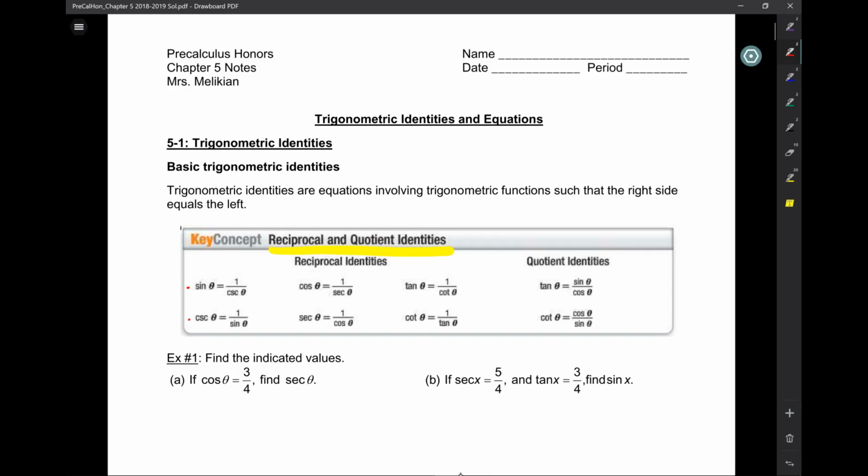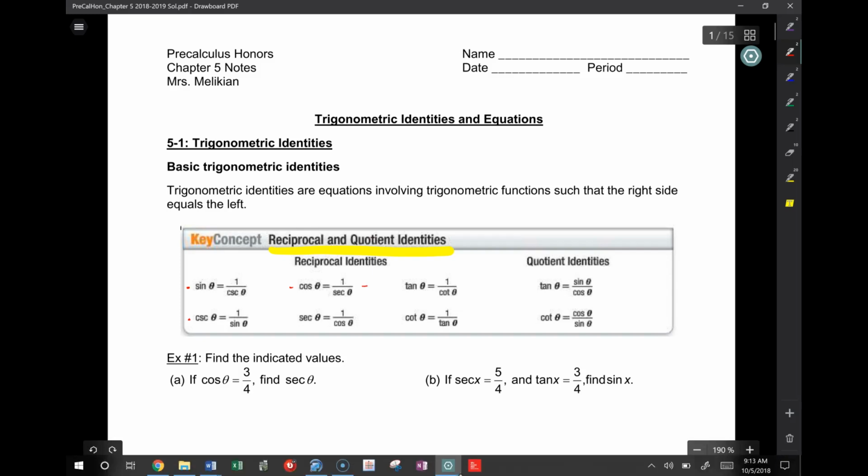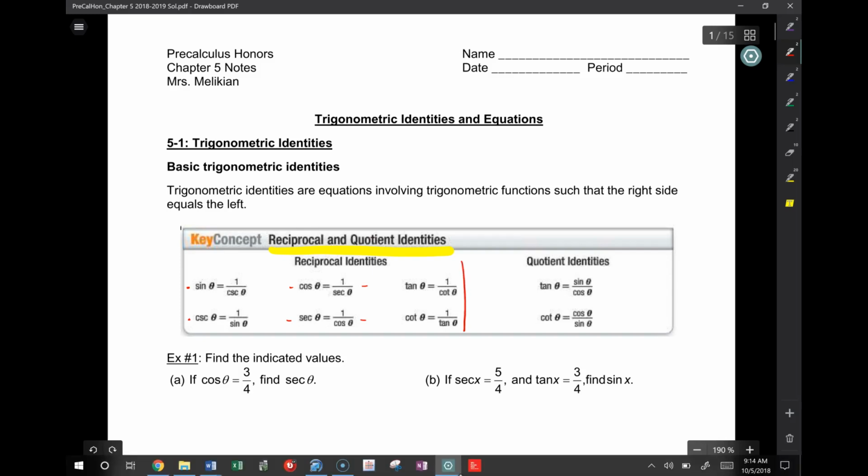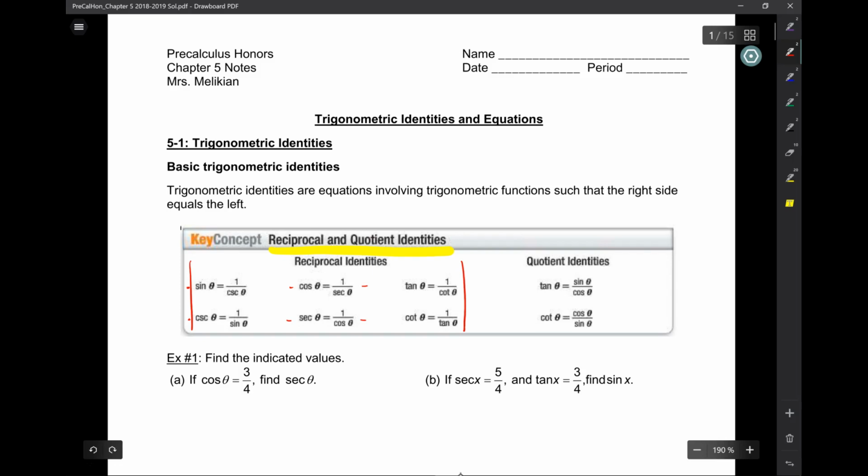So if the sine of a function is 4/3, what would the cosecant be? 3 over 4. And the same, cosine is the reciprocal of secant. So cosine is 1 over secant. Secant is 1 over cosine. Tangent and cotangent are also reciprocals. So these are our reciprocal identities, right? We remember all these? Okay.